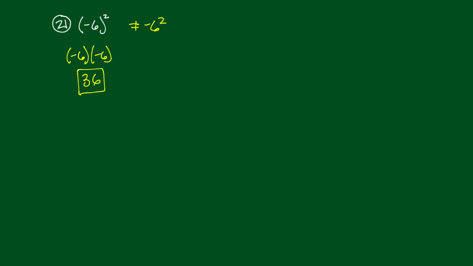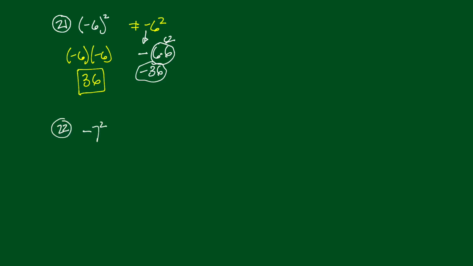Now, this one over here, what's being squared is just the 6. Whereas over here, what's being squared is the negative 6. That's why I wrote negative 6 twice. But over here, only the 6 is being squared. So what I get is this negative right here, and then 6 times 6. Right? That is the 6 squared. So I get negative 36. Okay? So I'm 72 units apart on the number line. 36 back to 0 and 36 over to negative 36.